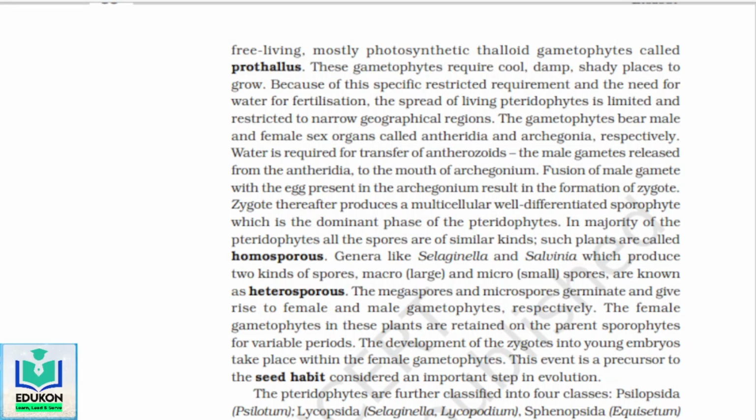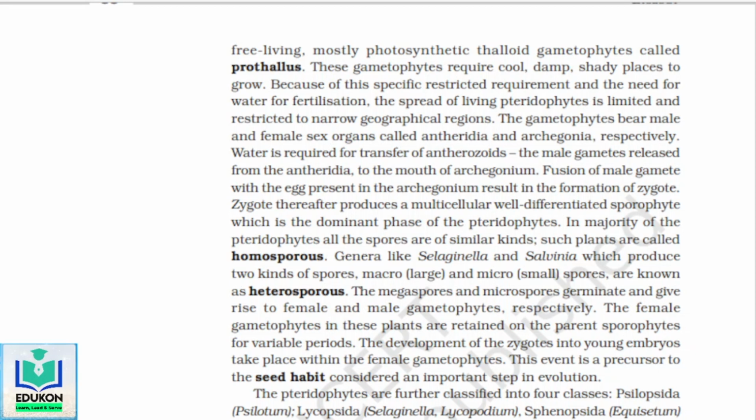The gametophytes bear male and female sex organs called antheridia and archegonia. So these two are the sex organs in pteridophytes. Water is required for transfer of antherozoids, the male gametes released from the antheridia to the mouth of the archegonium, which is the female sex organ. Fusion of the male gamete with the egg present in the archegonium results in the formation of a zygote.